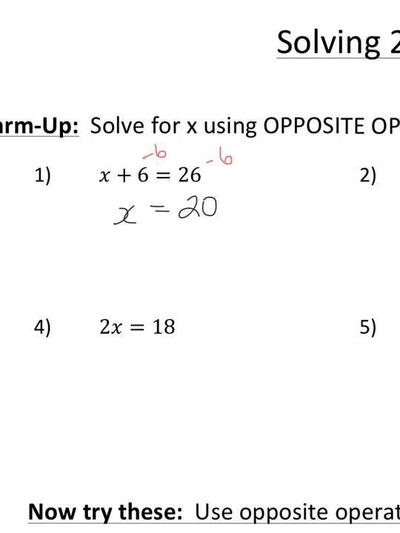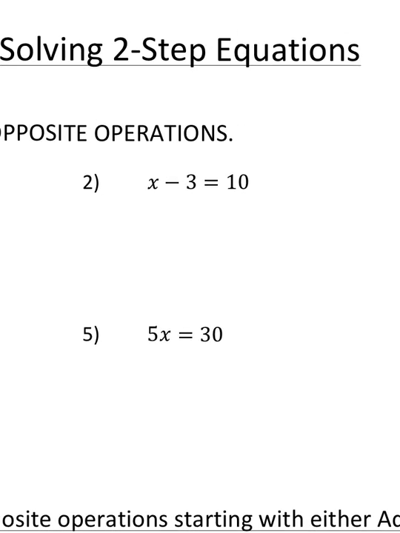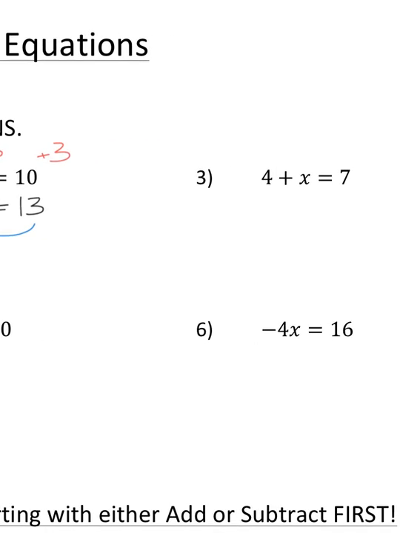Okay, next question, we're going to come over here. I see a minus 3 there, so instead I'm going to add 3 because there's my opposite operation. So on the left-hand side, I'm left with x, and on the right, I'm left with 13. Some of you have been checking your work, which is a really good idea, so you can always sub that 13 back into x over here, and go 13 minus 3, and check that that equals 10, and it does.